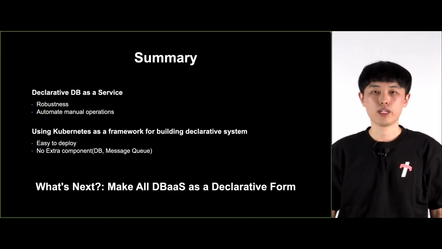We have set up a declarative DBaaS, and we have made our DB more robust, and we were able to automate lots more of our operations. We have used Kubernetes as the framework in order to set up the declarative DBaaS. The system is easy to distribute, and we do not need to manage an additional message queue.